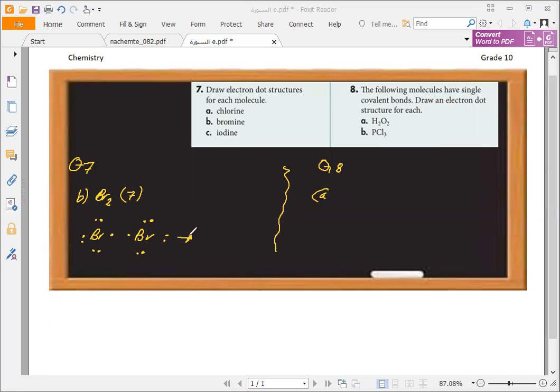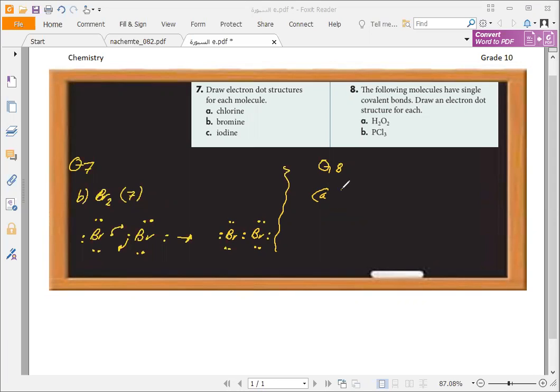How many electrons does each atom need to be octet? 1. From here, 1 electron, and from the second atom, 1 electron. Br, 1 pair between the two atoms, and the rest here. And this is the electron dot structure of bromine.